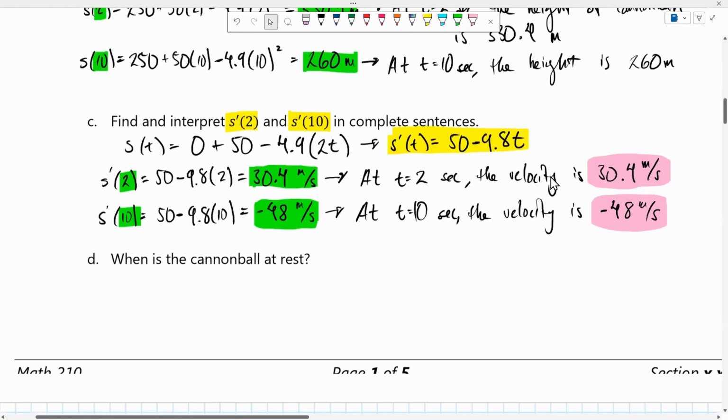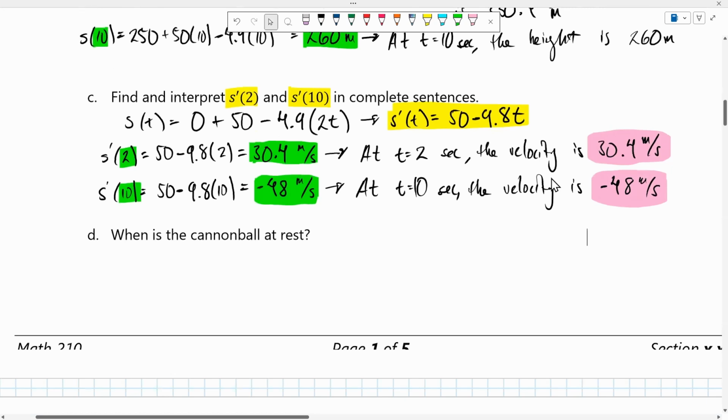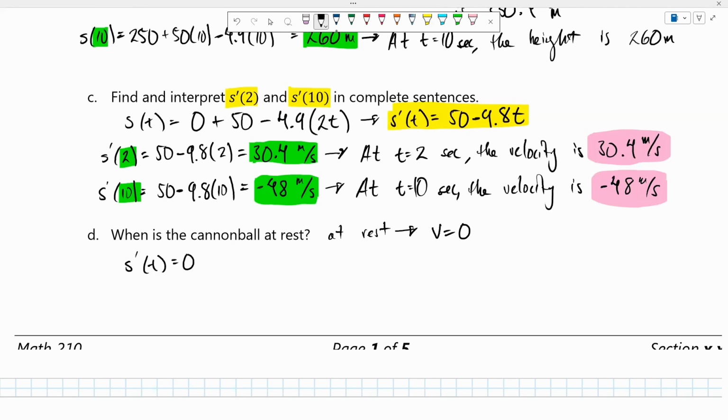Last one, last part. When is the cannonball at rest? So when I mean at rest, what we're trying to say here is when the velocity is equal to 0. Okay? And it's exactly how you think, right? We need to find when S prime of t is equal to 0. So 50 minus 9.8t, we need to find when this is equal to 0.